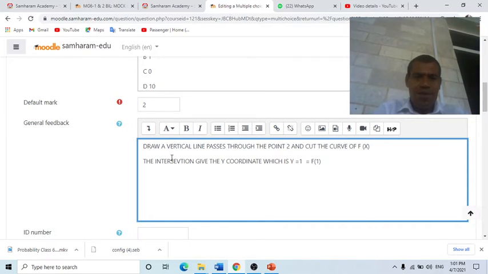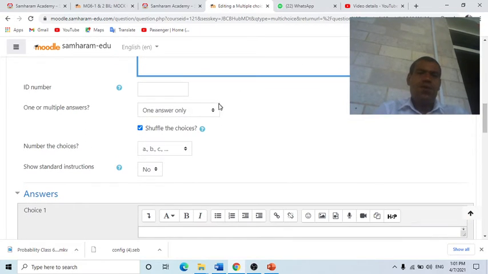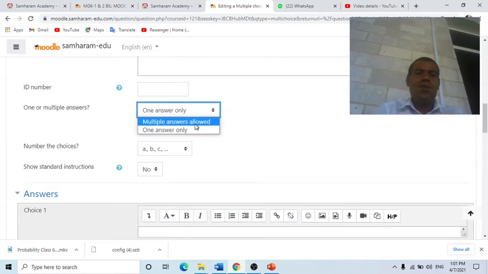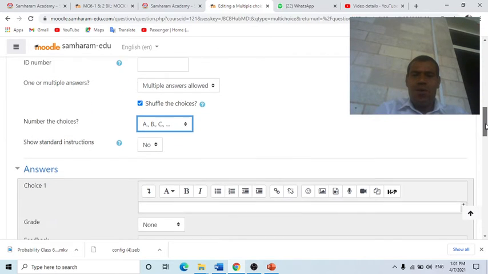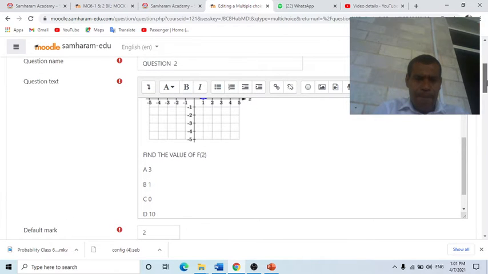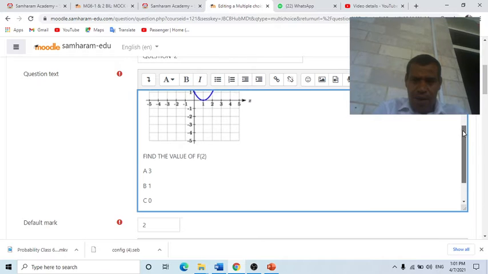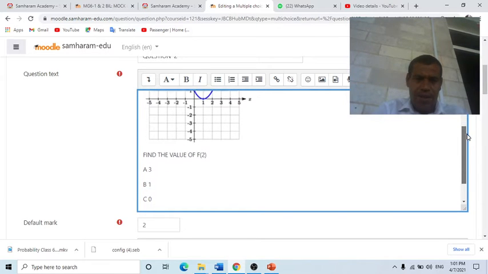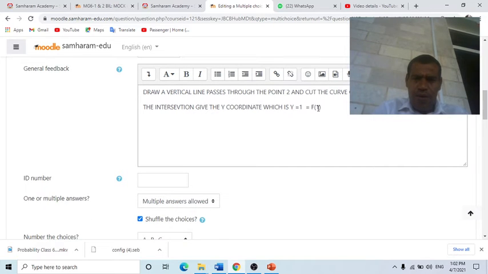Now this is feedback. You just give feedback for your question. Then here you change this to one answer only, make multiple answers allowed. Then you use capital letters, you should do it like that. Then you give your answers. We said that the value of f of 2 is 1. I will check this one. The value of f of 2 is 1, yes. So I will here mark that the value of f of 2 is 1.